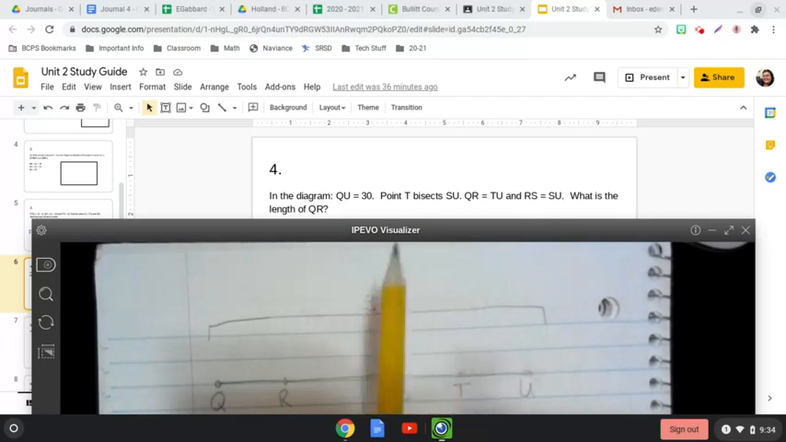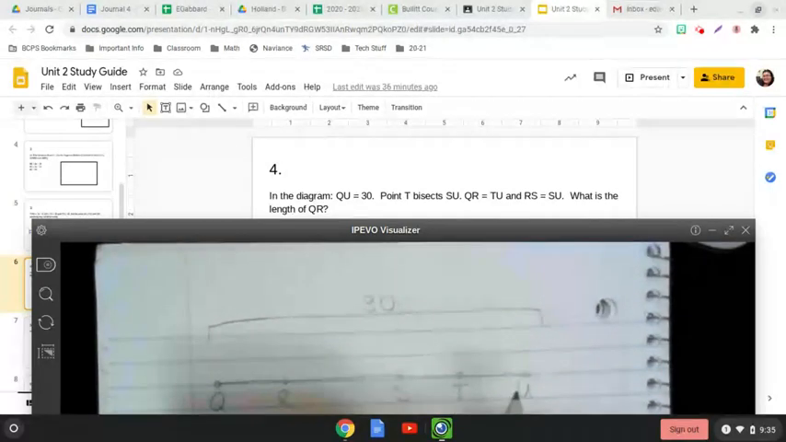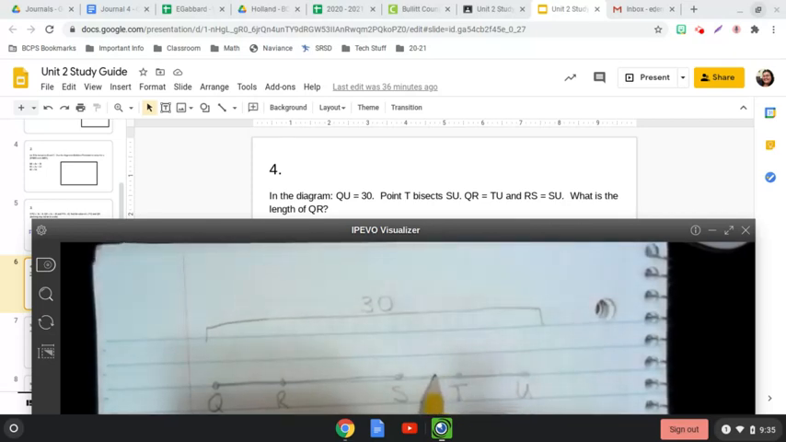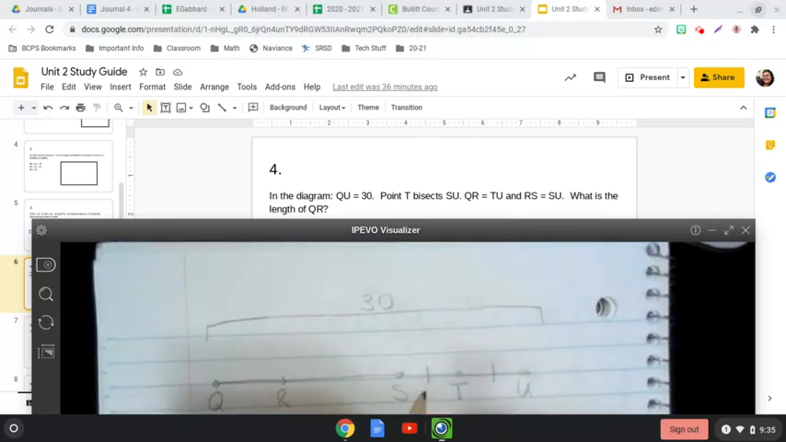Then it tells us that point T bisects SU. So we have line segment SU here, and point T bisects SU. That means it cuts SU in half. And if you cut something in half, it means that the two parts that you get are equal. So we're going to mark these two with a hash mark to show that they are equal in measure. We don't know what that measure is, but we know that they're equal.